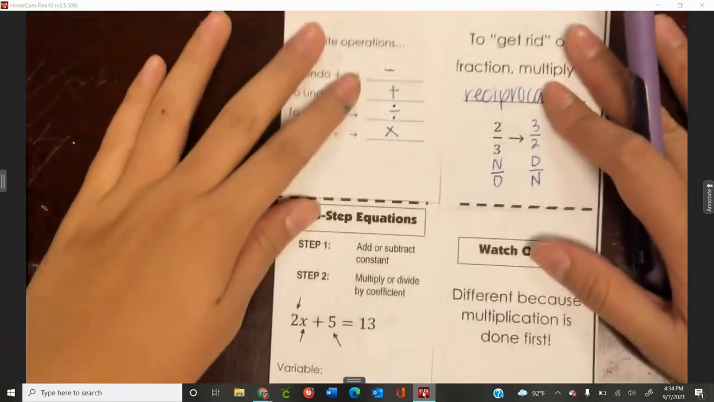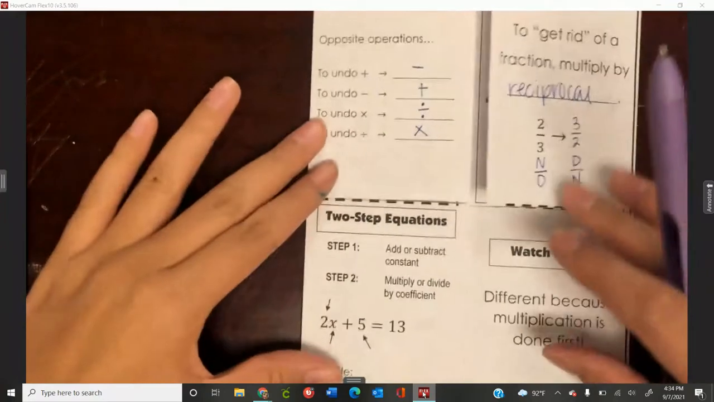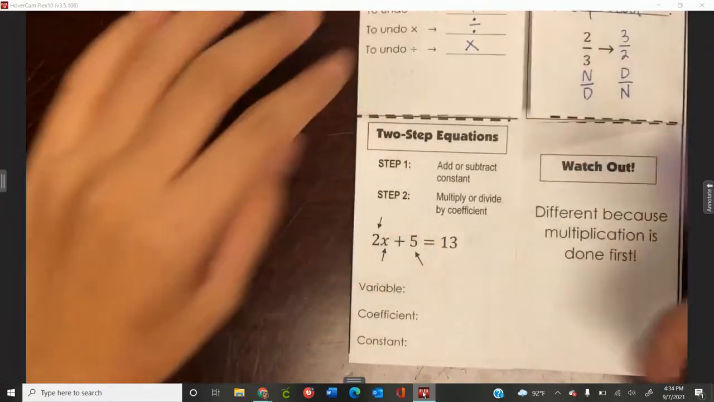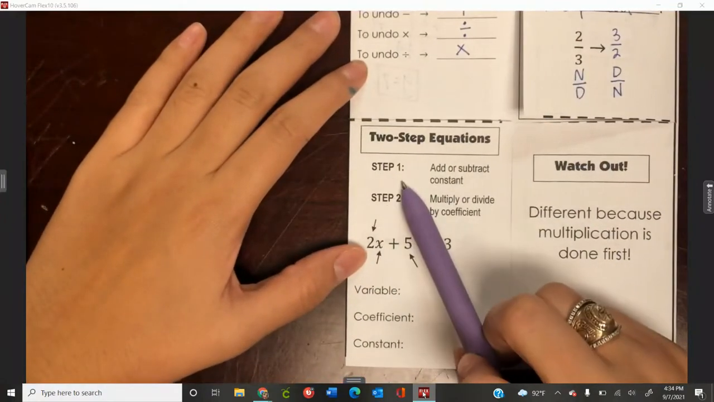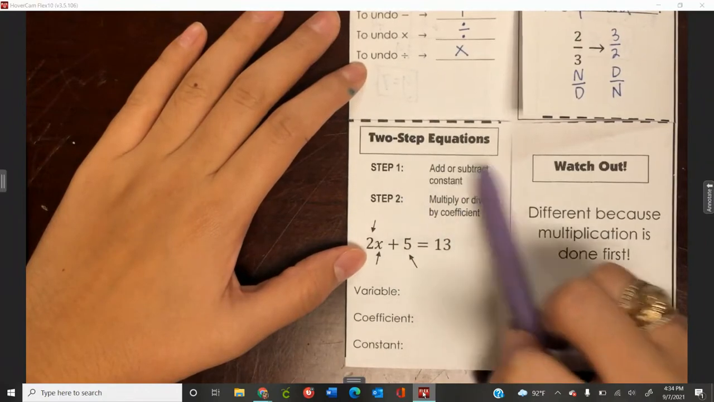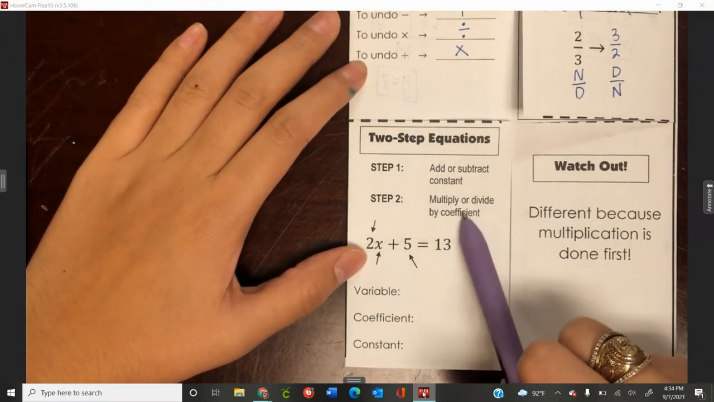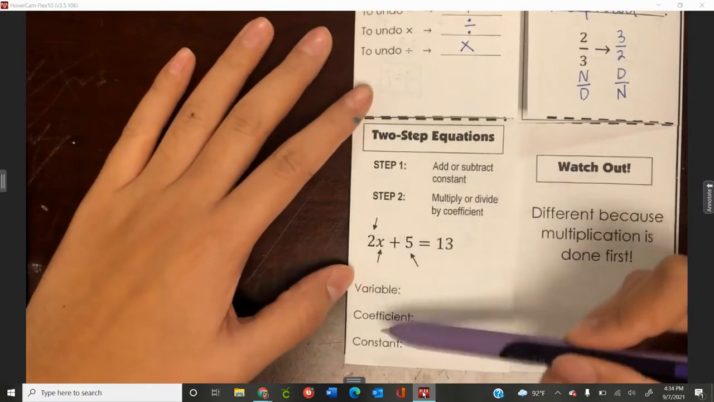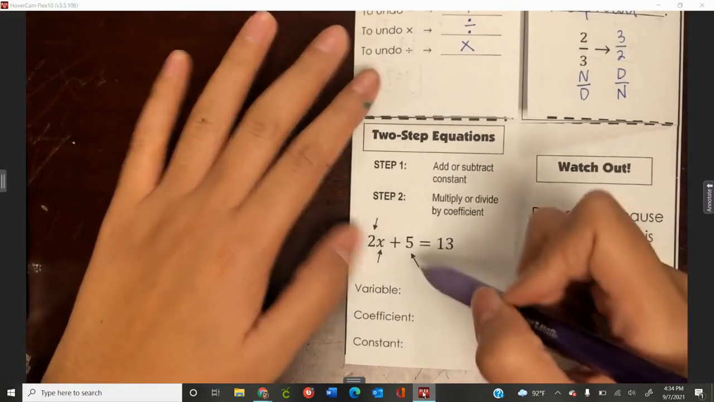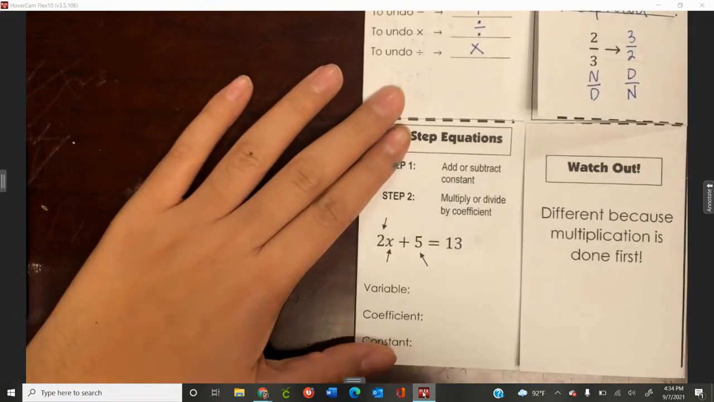Okay, so now that we know how to solve one-step equations, we're going to move on to two-step equations. So here when we're solving two-step equations, step 1 is to add or subtract our constant, and then step 2 is to multiply or divide by our coefficient. Now, what does this all mean?